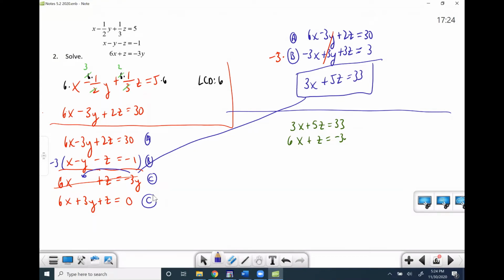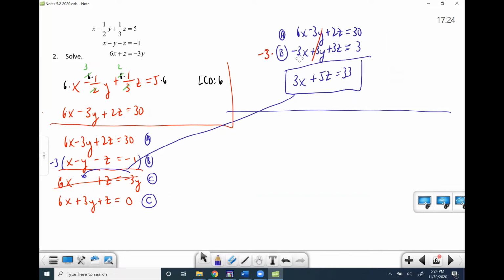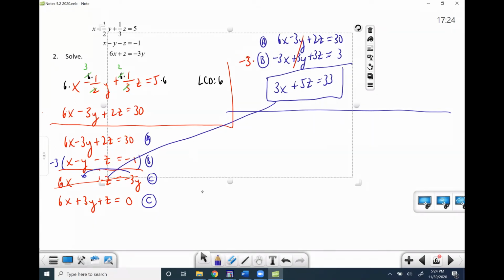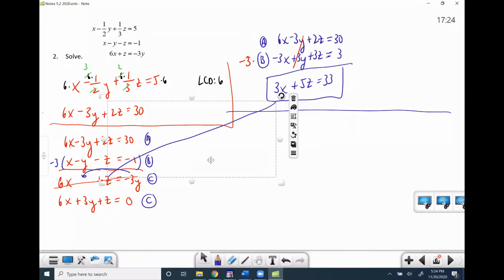So let me just kind of erase right here really quickly and move this over a little bit. Uh-oh, is it gonna let me? Yeah, it is. Okay. Just move this out of the way. Yes, there we go. Okay.